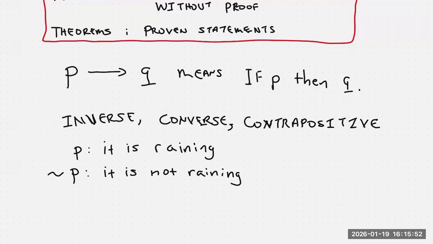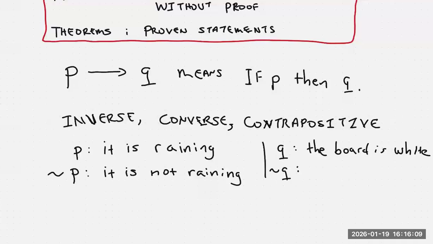For example, I've asked students, if I say that Q represents the board is white, and I say, what is the negation of that? Most of them say the board is black. But that is not the correct thing. If you're going to negate a statement, you need to completely negate it. The board is black is just a part of it not being white. For it to be negated completely, you need to say the board is not white. It could be blue, it could be green, it could be yellow, as long as it is not white.